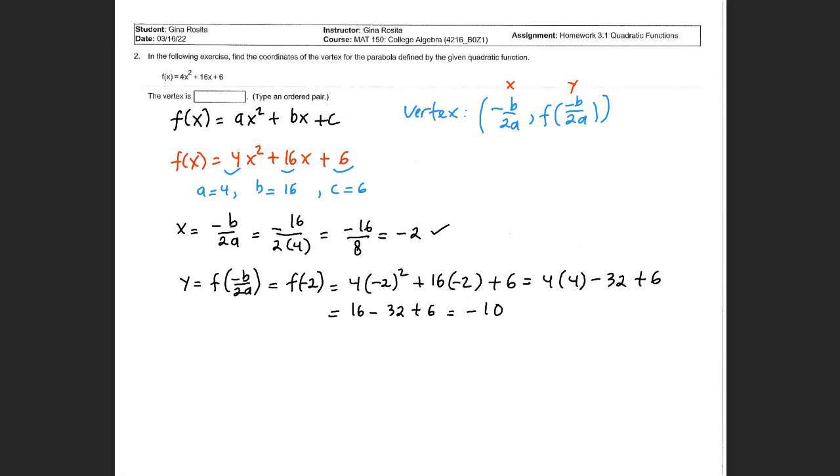So we found the x, we found the y. So we find the vertex is (-2, -10).